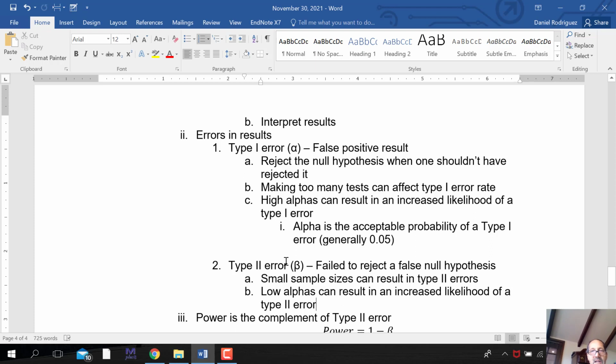So type 1 error, I know you're familiar with this. You may not remember what it is, but you're probably familiar with an alpha. And you're probably very familiar with alpha equal to 0.05. That's an alpha that's used in most statistical testing for some reason. It's the most popular one. Alpha is the probability of a false positive result. A false positive result is when we reject the null hypothesis when we shouldn't have rejected it.